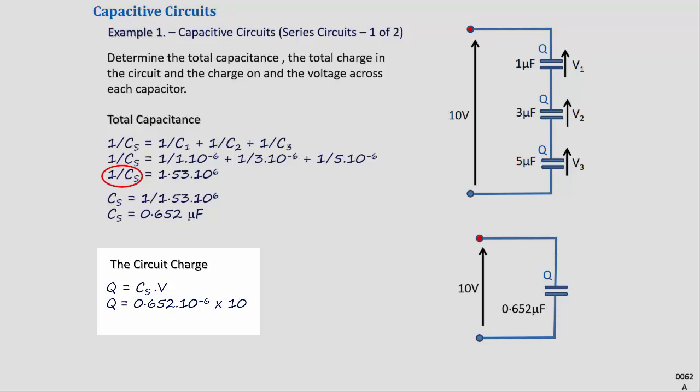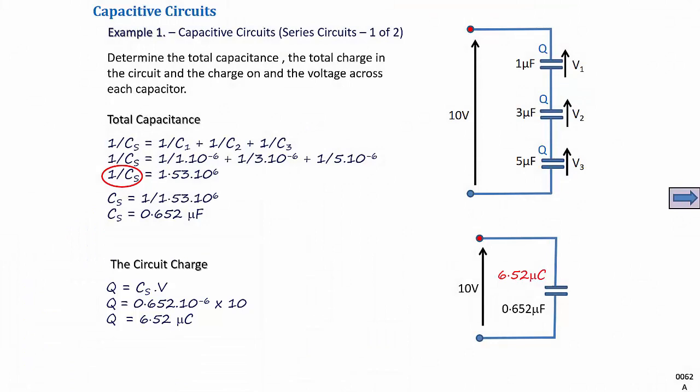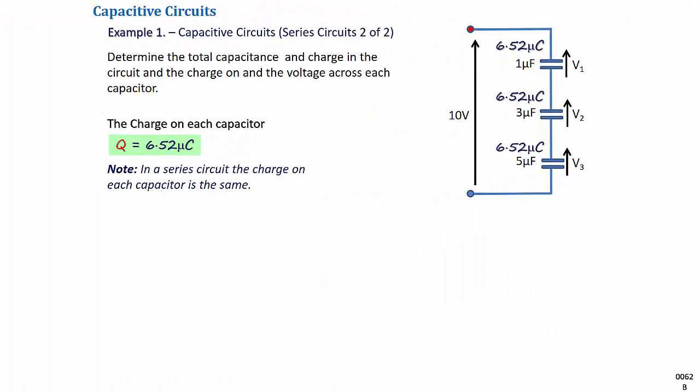Substituting the values, Q equals 0.652 times 10 to the power minus 6 times 10, which equals 6.52 microcoulomb. To find the charge on each capacitor. Since the capacitors are all in series, they all have the same charge of 6.52 microcoulomb. As we know the value of each capacitor and its charge, we can use our formula to determine the voltage across its terminals.